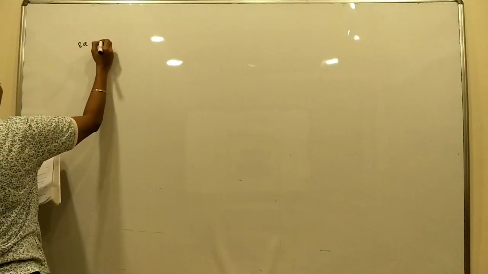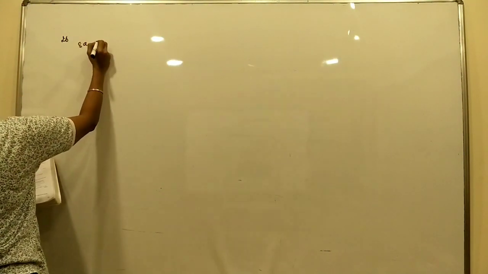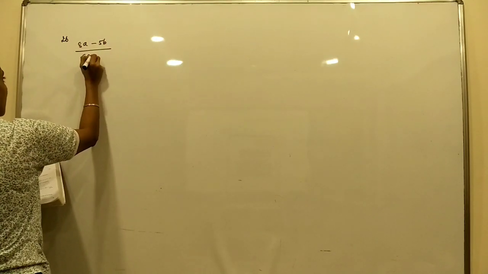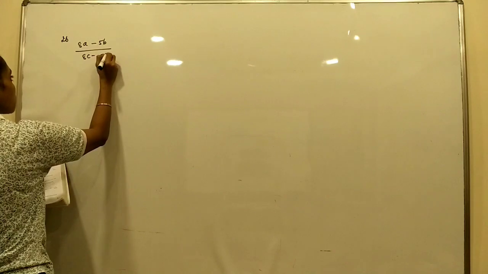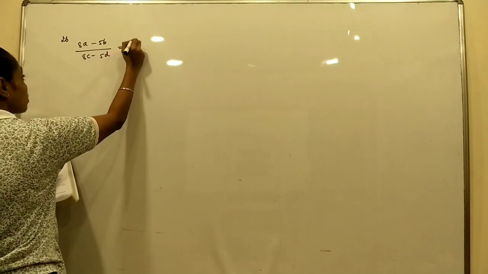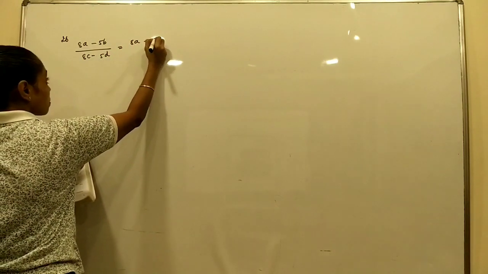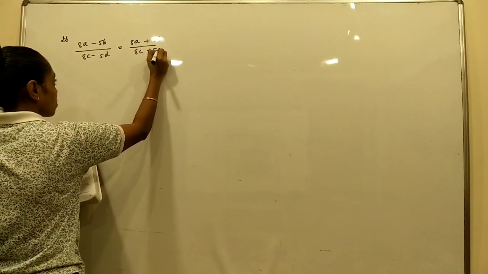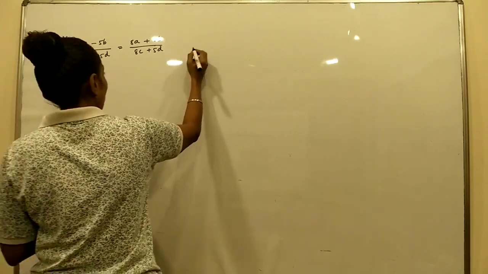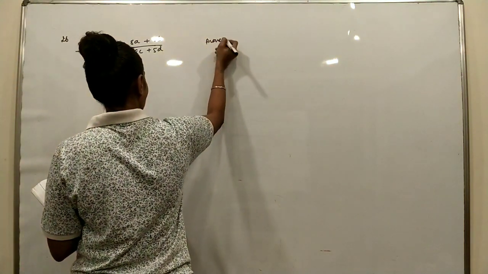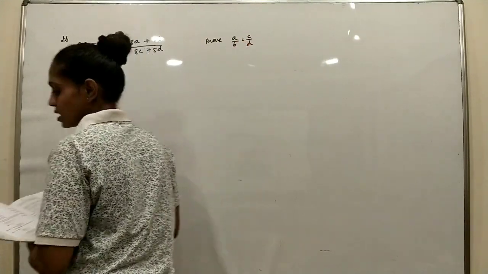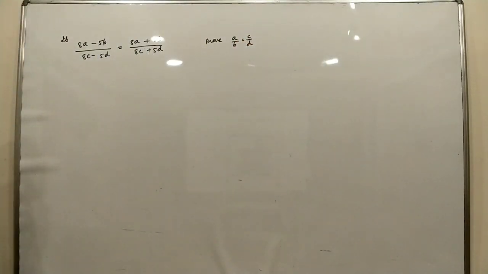Now the next one: if 8a minus 5b upon 8c minus 5d equal to 8a plus 5b upon 8c plus 5d, then prove that a upon b equal to c upon d.